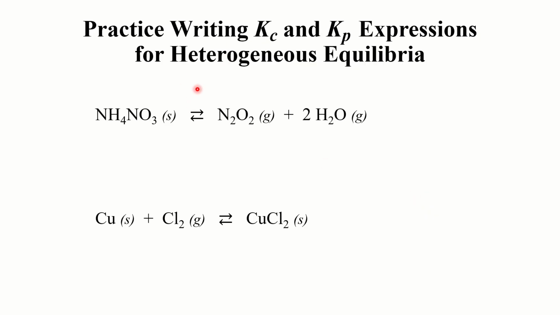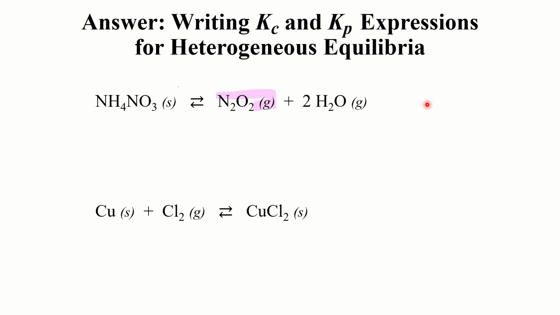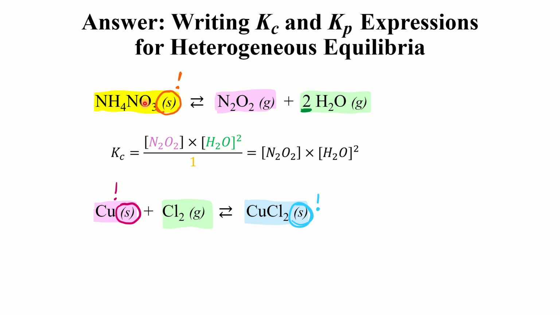All right, let's walk through a little practice writing Kc and Kp expressions for these heterogeneous equilibria. So I'll start with this first problem. I notice that my two products are both gases. I also notice that my only reactant is a solid. So when I go to write Kc here, I should say Kc equals N2O2 times H2O squared divided by 1. And so that 1 on the bottom disappears, and Kc here would simply be equal to N2O2 times H2O squared. You could also write a Kp expression for this since both products are gases. You could say Kp equals the pressure of N2O2 times the pressure of H2O squared.